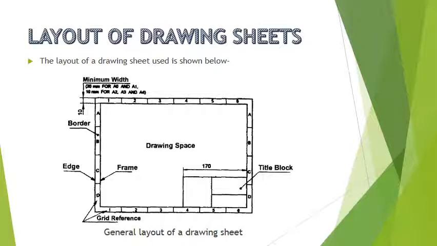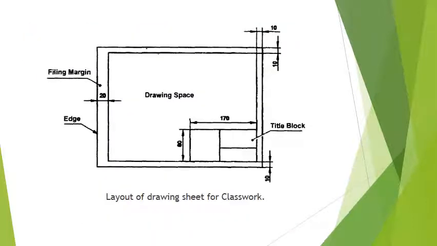Now we can see the layout used in the classwork. It is a little bit different from the general layout. It has got 20 mm margin from the left edge and 10 mm margin from the other three sides. It has got the same title block on the bottom right corner and the drawing space in between. And this layout will be used in the classwork.